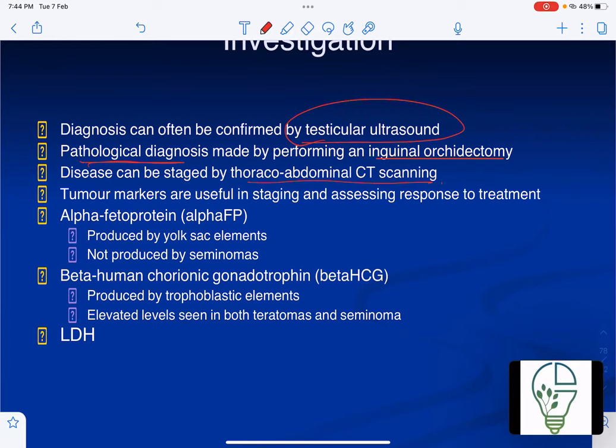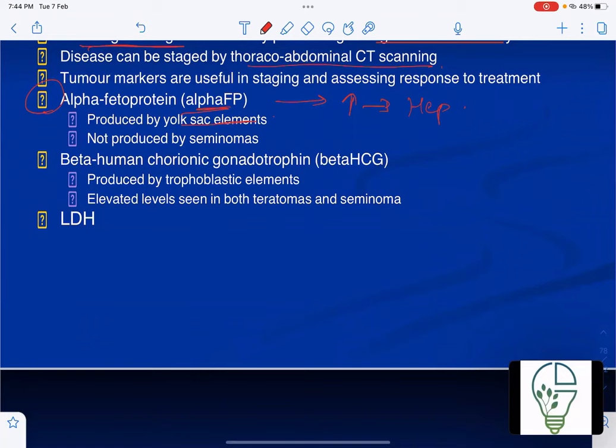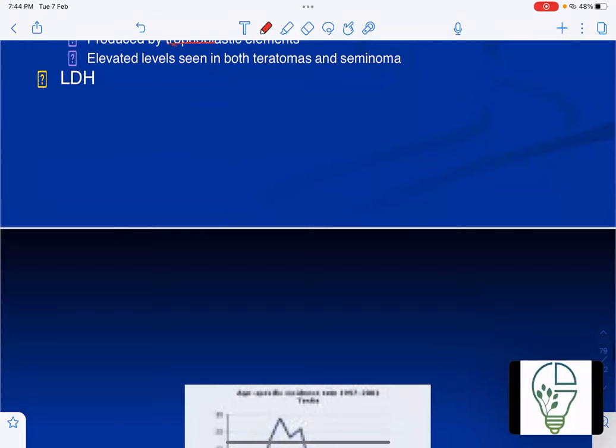Alpha-fetoprotein is increased in two conditions. One is in testicular cancer, the other is hepatocellular carcinoma. So it's important to compare and see the clinical presentation of how the patient is presenting. It's produced by the yolk cell elements. Meaning in non-seminomas, we would see an increase in alpha-fetoprotein, but not so much in seminoma. We'll also see an elevation in beta-HCG, which is produced by the trophoblastic element, and also we can see the LDH level as well.